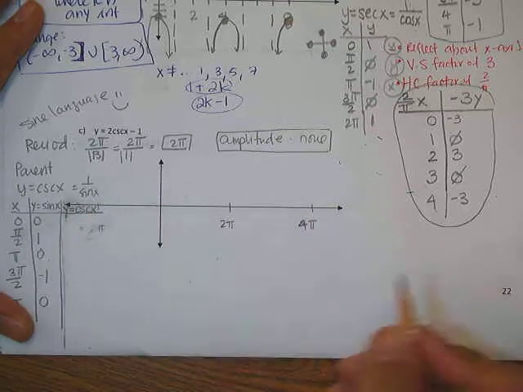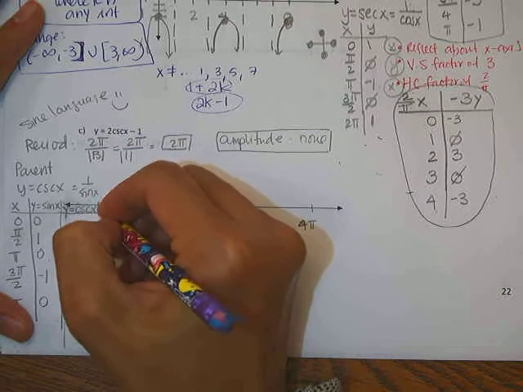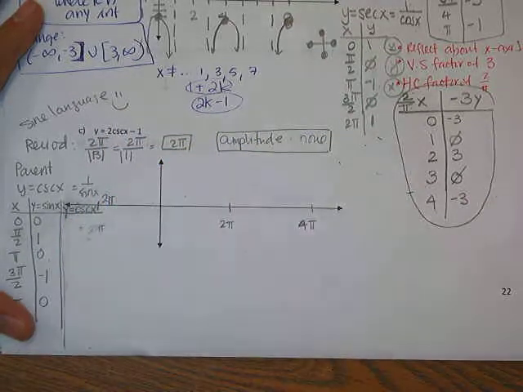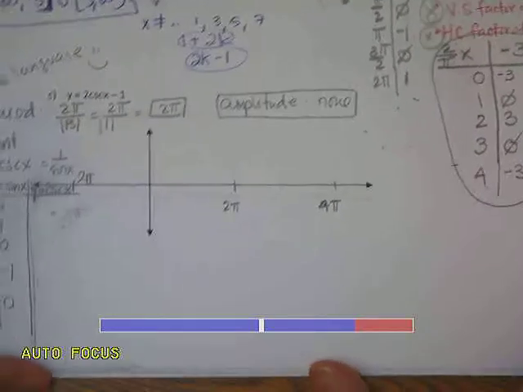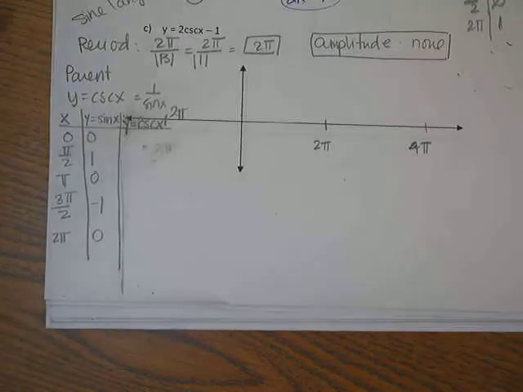And then I'm just going to put a tick mark, 2 pi goes there. All right, there we go. So y equals cosecant of x. Let's zoom that in really quickly. I'm just going to focus on this piece.